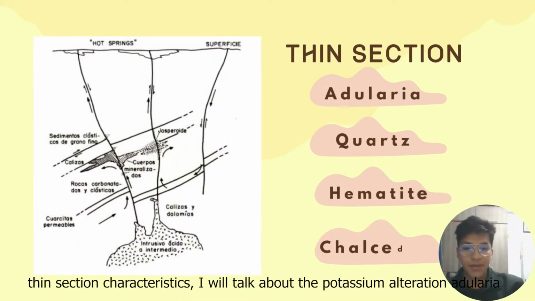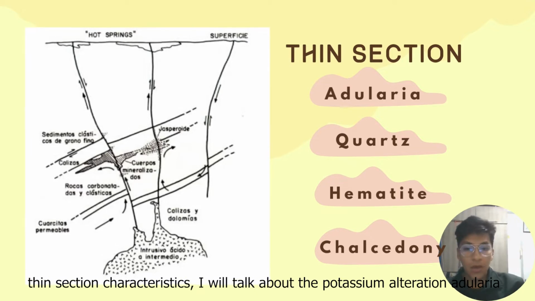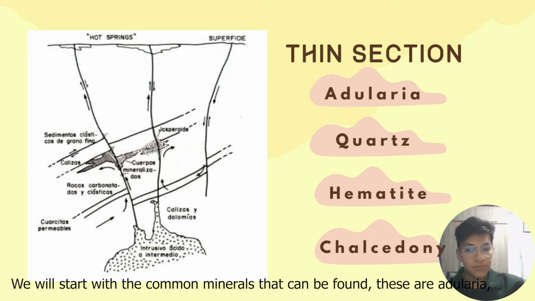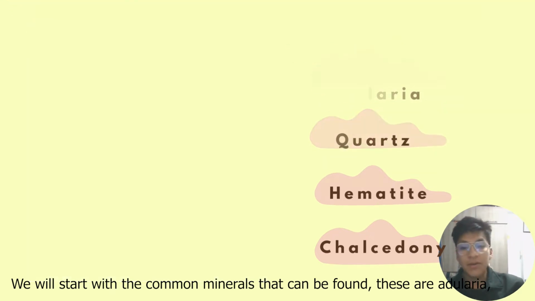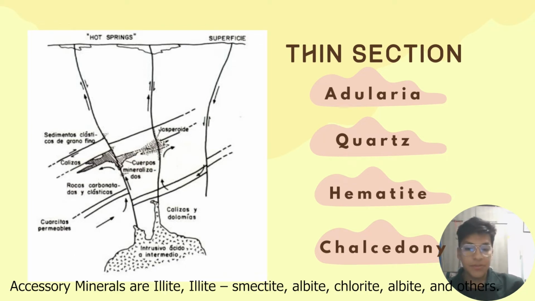Thin section characteristics. I will talk about the potential alteration of adularia. We will start with the common minerals that can be found. These are adularia, quartz, chalcedony, opaline silica, and hematites. Accessory minerals are like smectite, albite, chlorides, and others.